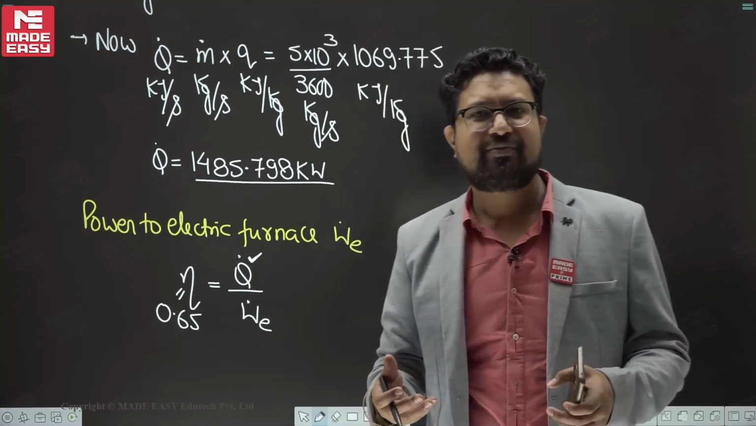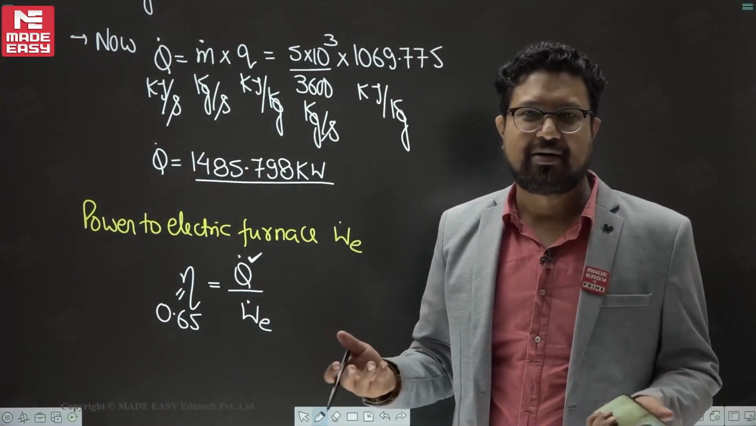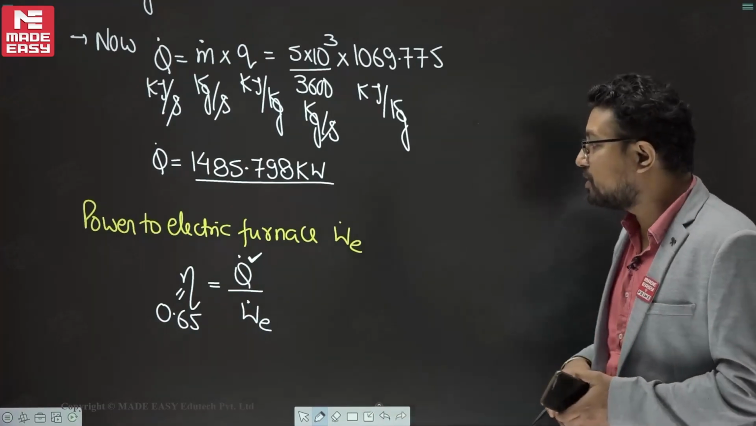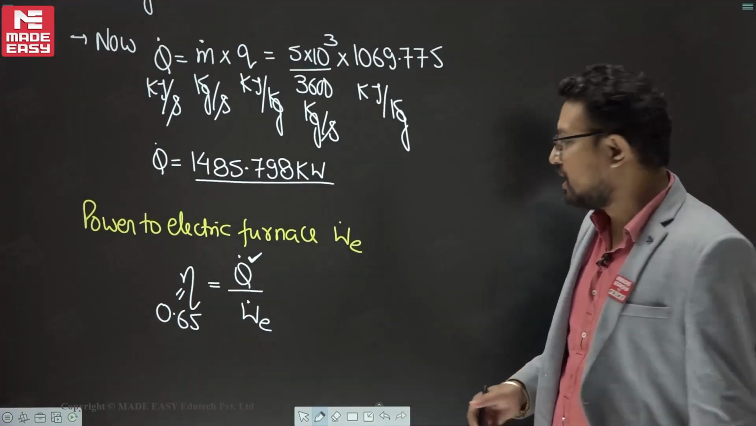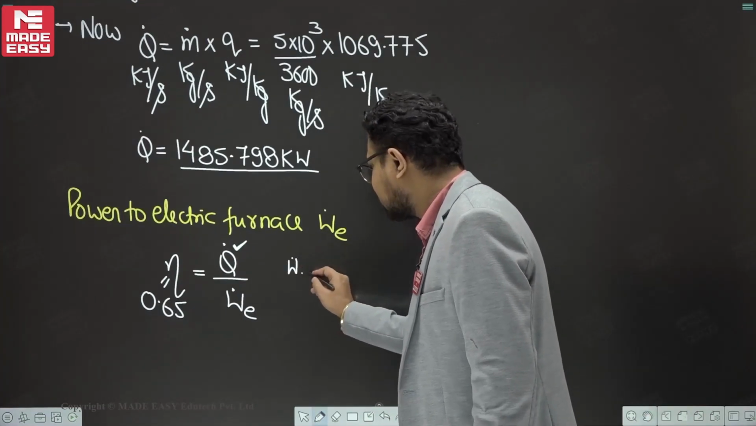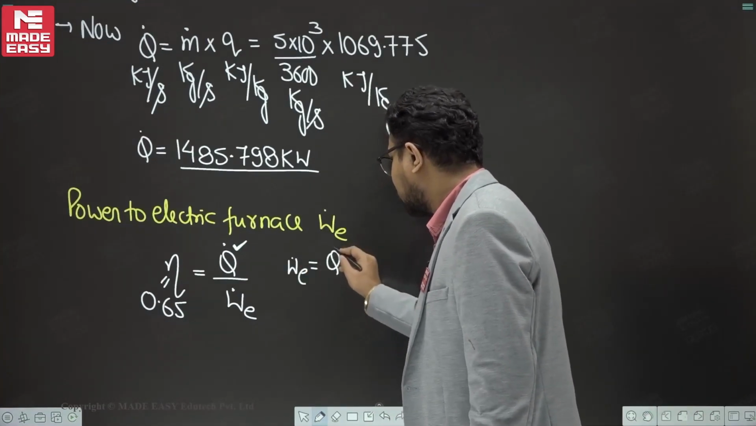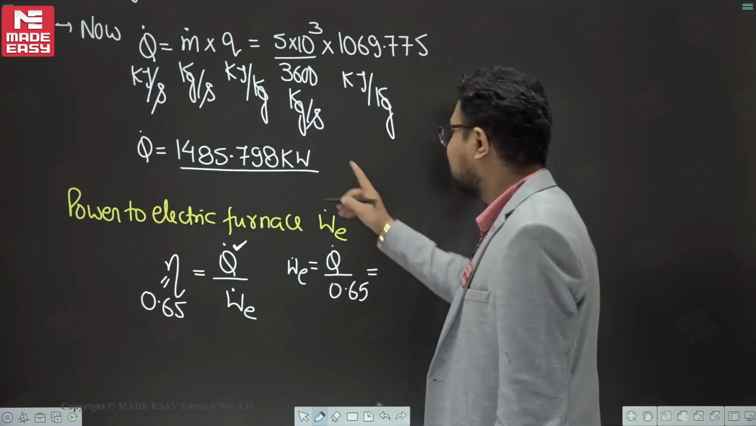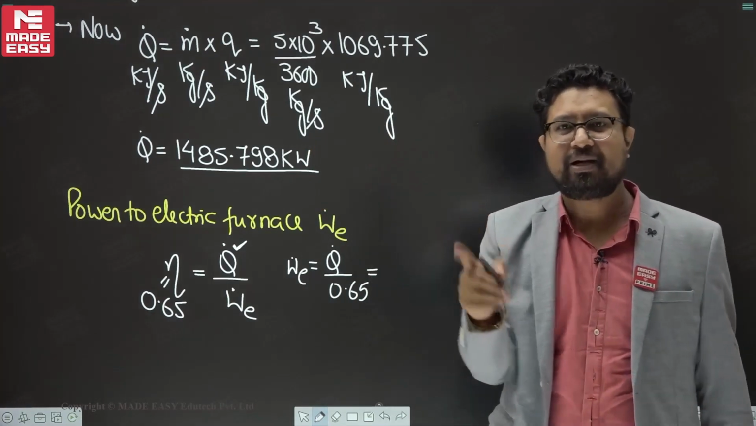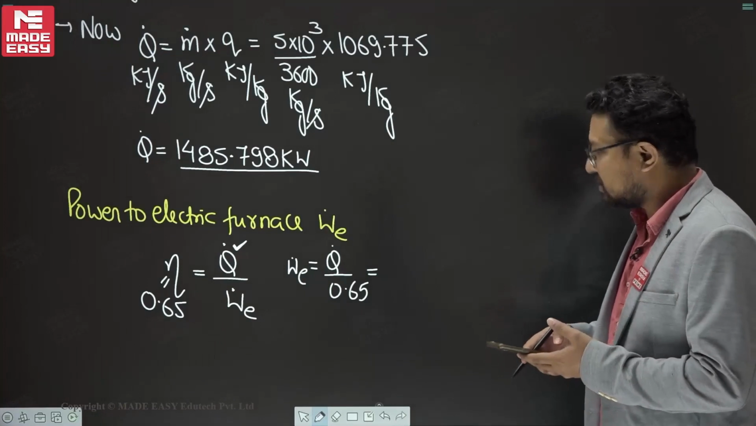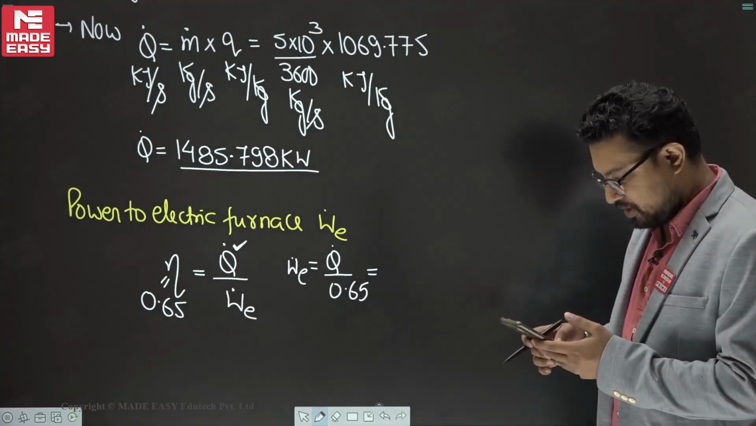What will happen to the rest of the energy? It will get lost because of the high temperature of the furnace. That is the effectiveness, that part will not be utilized to melt the iron. Now, we can write the W dot E that is required. So, this will be equal to Q dot upon 0.65. Obviously, whatever is the energy needed to melt the iron, we need to supply more than that, and we can calculate this. This will be divided by 0.65.